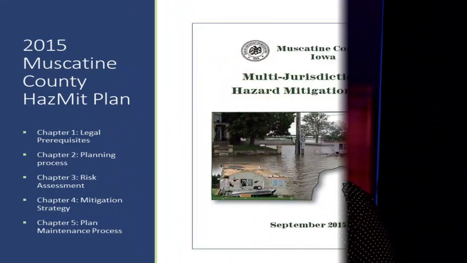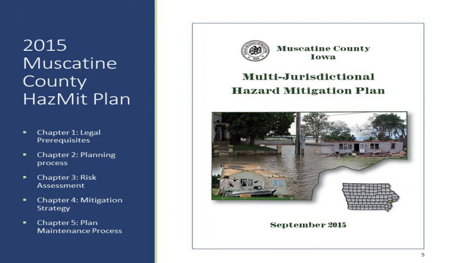Of these sections, Bi-State Regional Commission, which is the organization I'm with, will be taking primary responsibility for updating chapters 1, 2, and 5. That's what we can do. And then chapter 3, where we look at the risk assessment, and chapter 4, where we look at the mitigation strategies, those we really need the help of the jurisdictions to determine what the risks are and where the priorities lie for mitigation strategies.